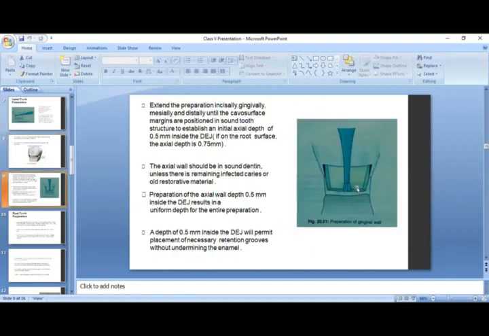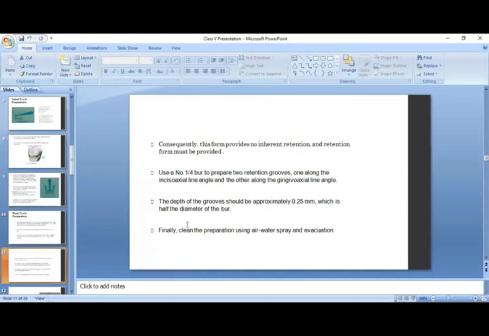For example, in this figure, the retention grooves can be placed in this area. This is the gingivo-axial, and that is the inciso-axial area. 0.2 millimeter here, 0.2 millimeter here. This is the divergence form, this is the divergence form, and these are the retention grooves, especially for the amalgam restoration, which is the silver kind of restoration. Finally, clean the preparation using the air-water spray and dehydration.